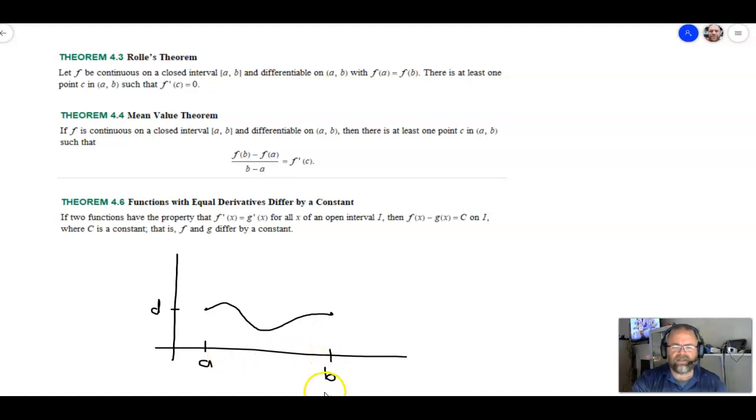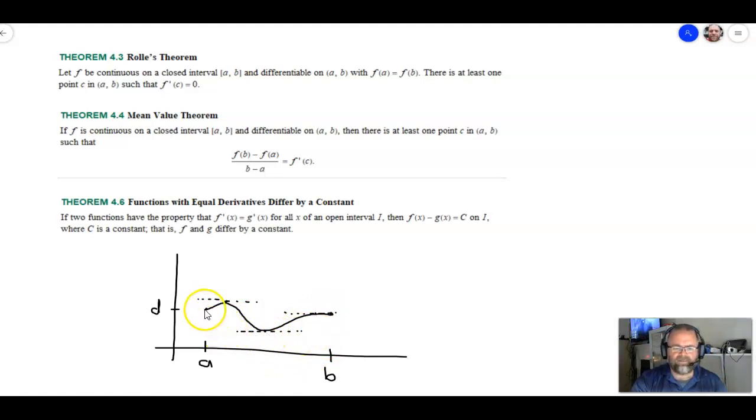So let's see if we can find any places that it looks like it's going to have a slope of 0. Remember, it's at least one. That means it could be more than that. And if I just visually look at this, it looks like here at the top of this hill, I'm going to have a tangent line with a slope of 0. Here at the bottom, a tangent line with a slope of 0. It looks like maybe here I'm also going to have a tangent line with a slope of 0. So in this function here, it looks like I'm probably going to have three different places.